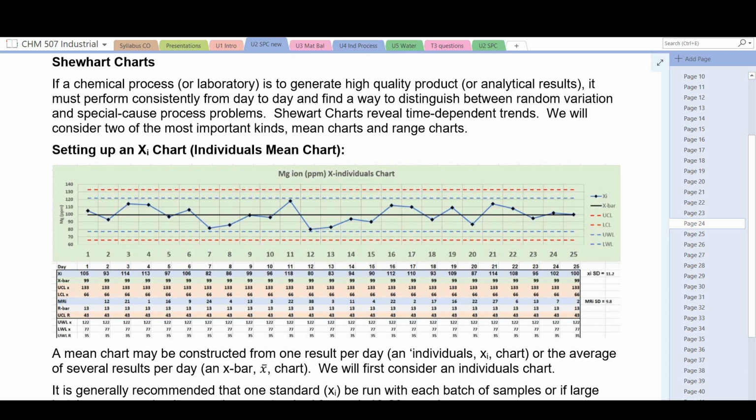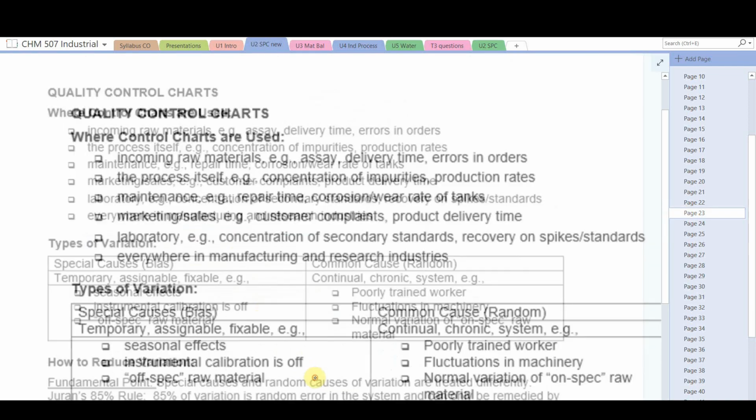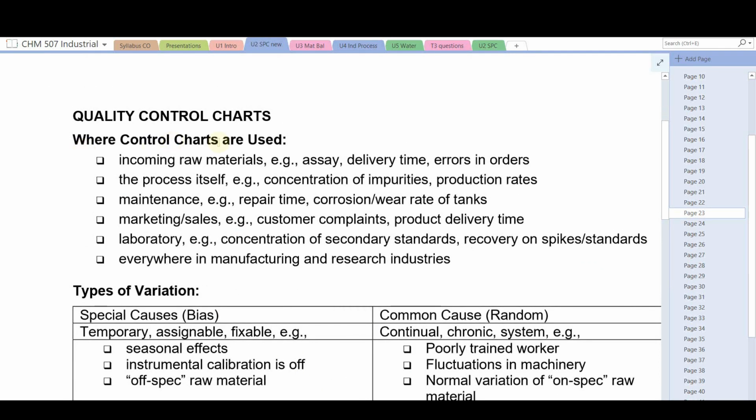What you see here is a collection of data that's been plotted on a graph. Typically, one sample a day is called an individual's chart, or if you take multiple samples per day, you'd plot averages. Over time, these might be days here. You'll see a solid black line in the center representing the average, and then you see some hashed lines above and below representing so many standard deviations above and below the mean. Sounds like statistics, eh? So where are control charts used?